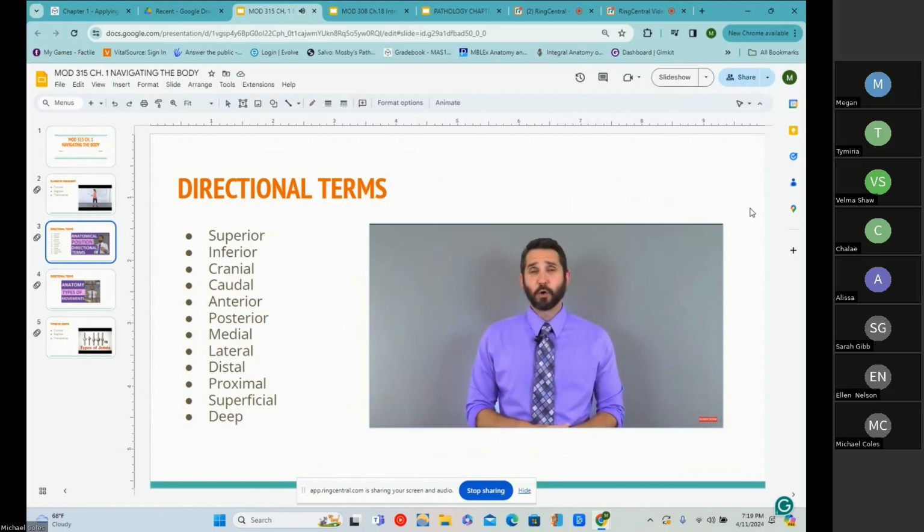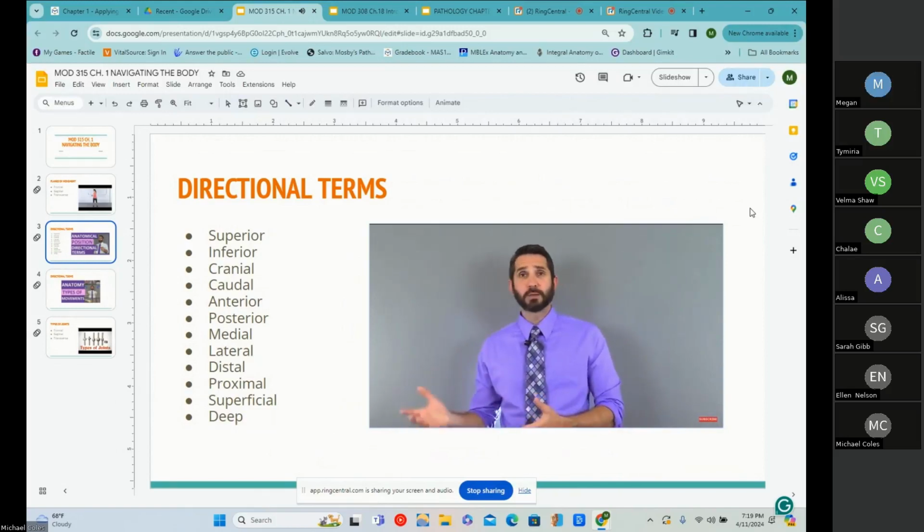And then finally, if you are a health science major and plan to become a nurse or doctor, then you are going to be using these directional terms and the anatomical position when you document and things like that.